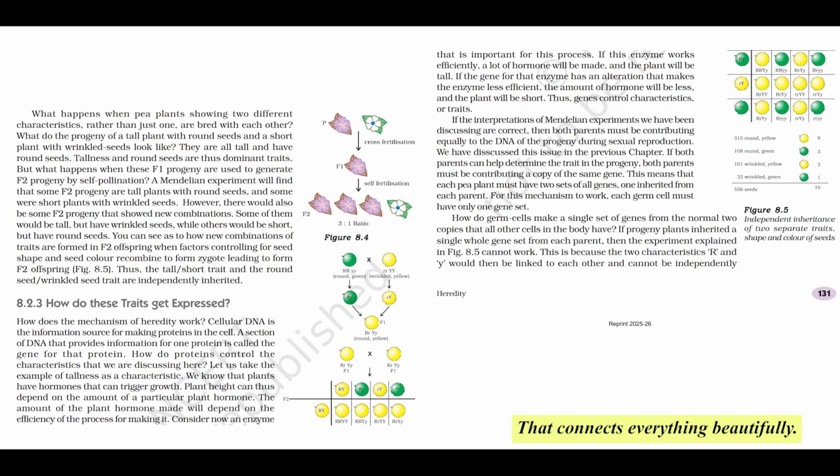That connects everything beautifully. Genes, efficient enzyme, hormone level trait. Got it. And this loops back to parents contributing equally. You said body cells have 2 gene sets, but germ cells, sperm and egg, must have only one. How does the cell halve its gene sets, and what exactly are chromosomes in this picture?